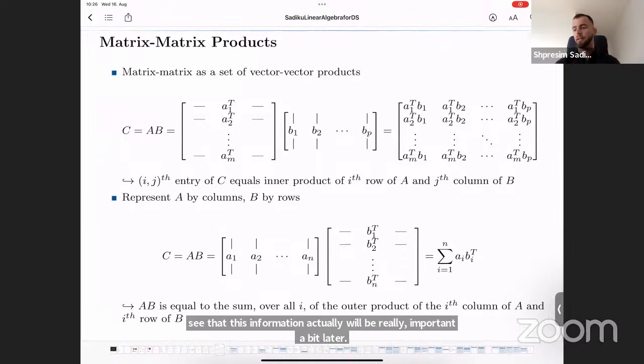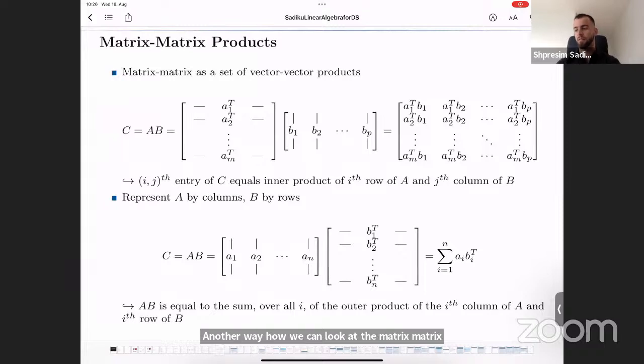Another way how we can look at the matrix products is by looking at them as a set of vector products. So we have again the multiplication of matrices A times B, and we simply express the matrix A containing m rows, where each row is a row vector on its own, and the matrix B we express as a vector where each entry is a column vector on its own. And this will simply give us another matrix where the first entry, for instance, would be the first row of matrix A times the first column of matrix B. So in a more general sense, the ijth entry of C equals the inner product of the ith row of A and the jth column of B.